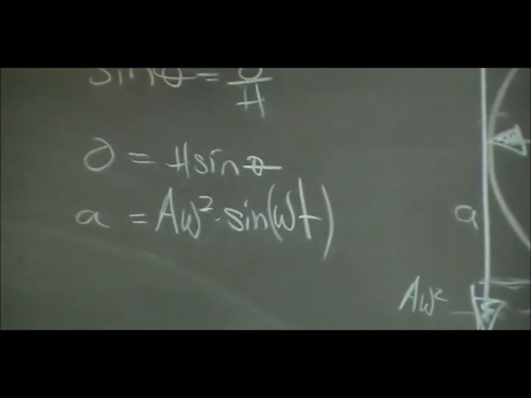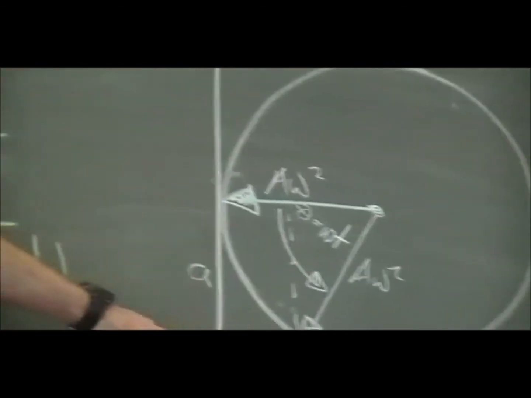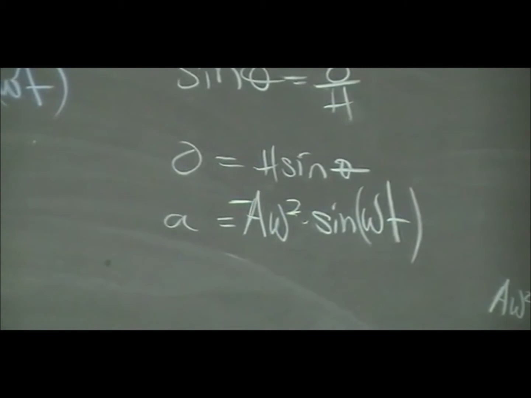And is it just me or is it negative? Yeah, it might be negative. So minus a omega squared sin omega t.